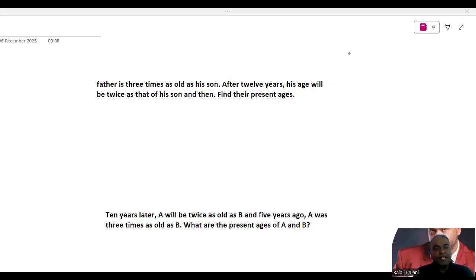I have some interesting age-related pair of linear equations problems from class 10 CBSE. In these problems, we will only see how to frame the equations in the first stage. Solving the problem, getting the values of the ages or x or y variables, we will do subsequently later. So I have a few questions here.